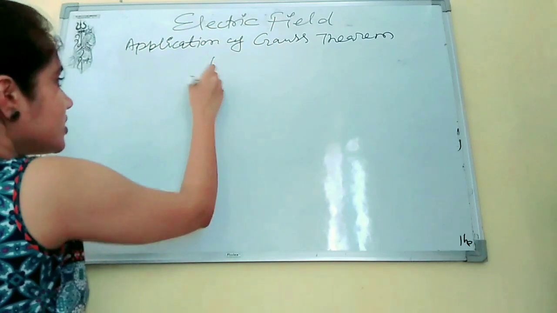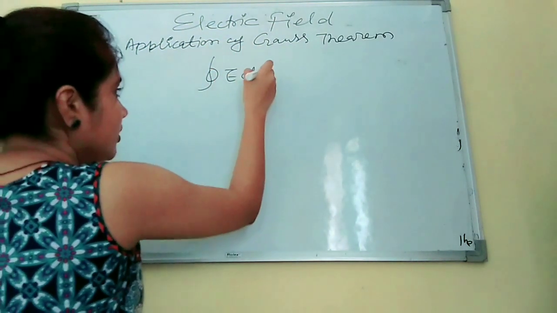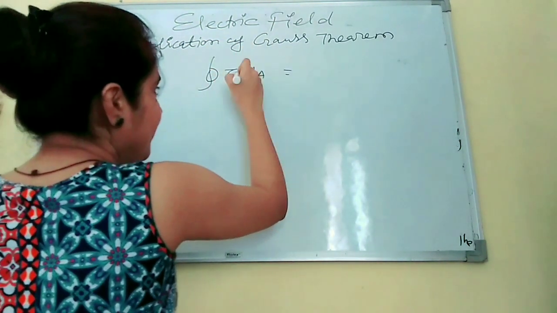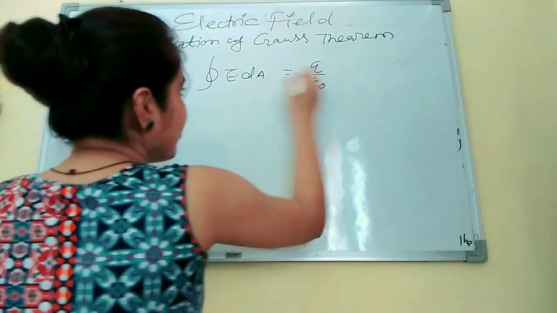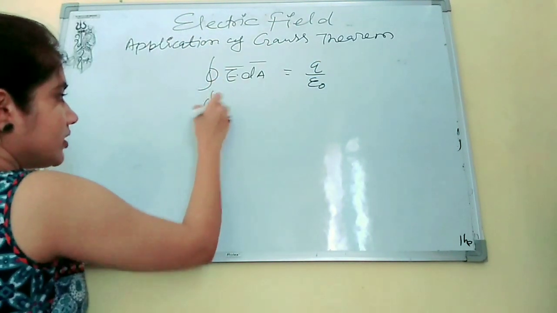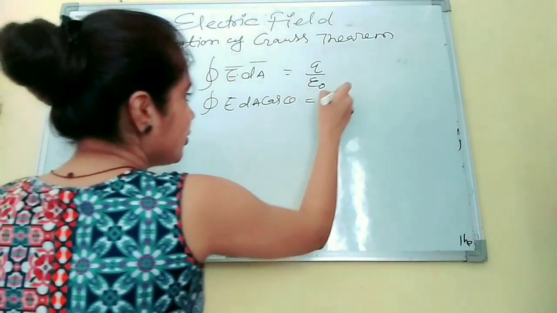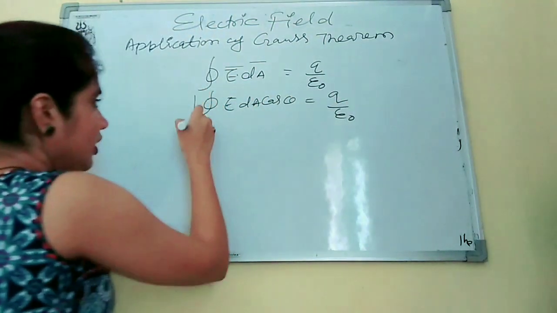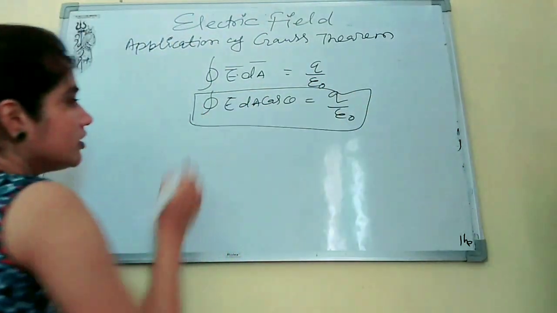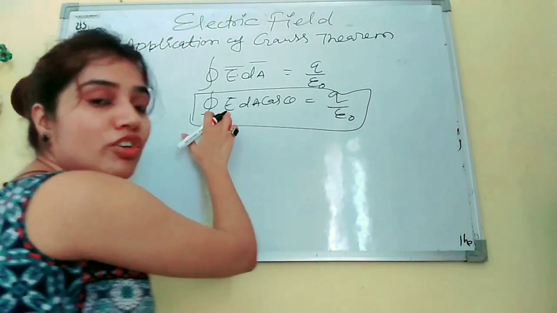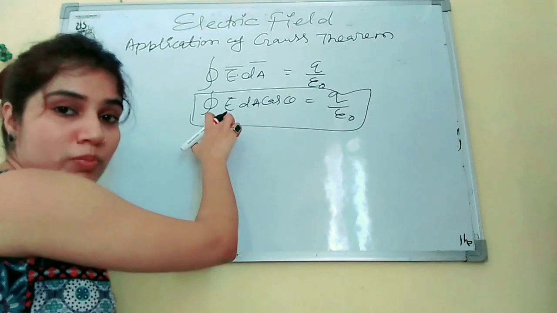This is the basic expression for the Gauss theorem. If we open it, we will write it as E dA cos theta equal to Q by epsilon naught. Now by this expression, we can simply find the value of electric field.